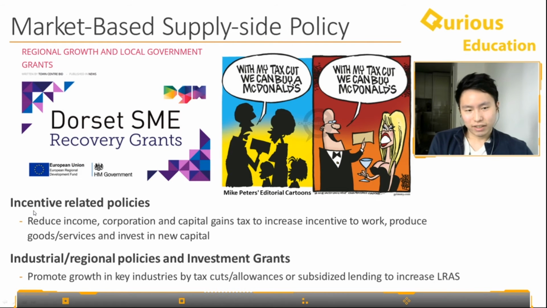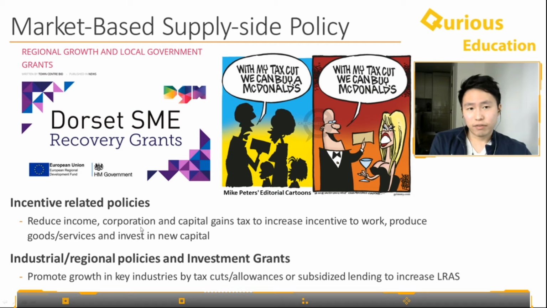Another way would be what we call incentive-related policies. So, for example, reducing income tax, like we discussed previously, should increase the amount of work or the amount of hours people put into work, because they'll be earning more money, and as a result, it should help reduce the cost or the wages in the economy, and therefore it would help the economy produce more.